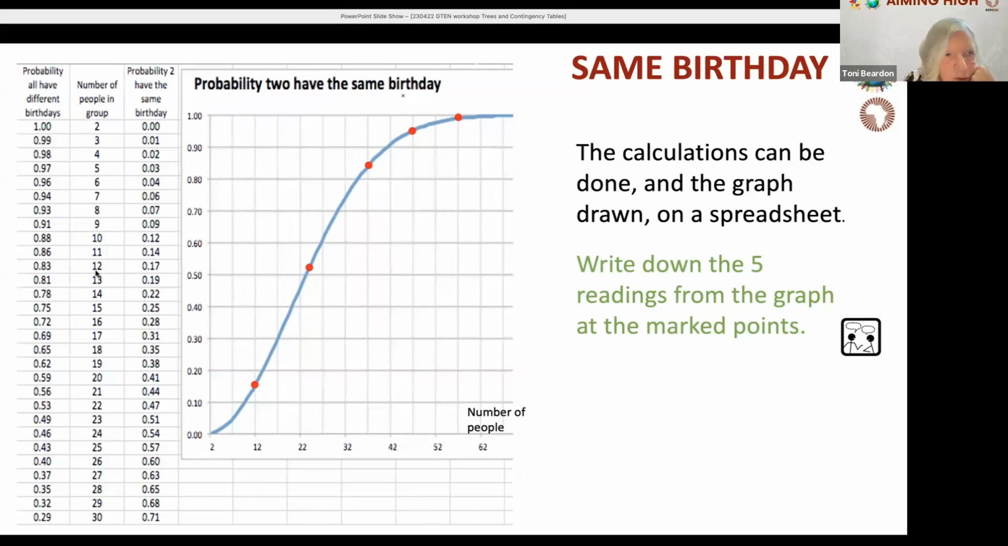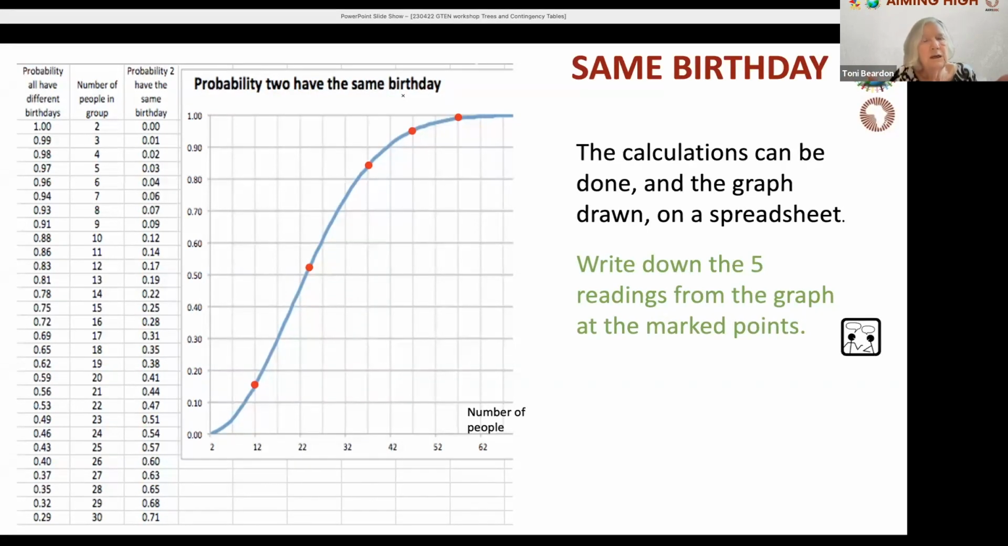Now the answer for 12 is shown by that red spot on the graph. And I'm just going to pause now and ask you to write down your readings from these graphs. This graph, these 5 readings. Some of them you'll find in the table, but some of them go past what's in the table. So we want you to read from the graph.